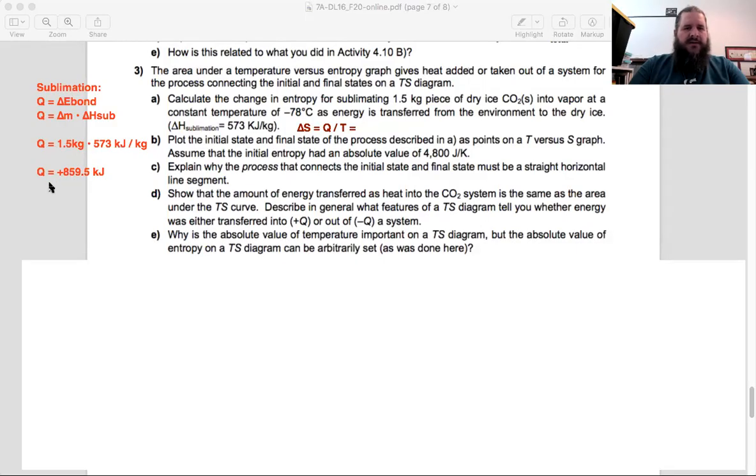So we have the heat, the 859.5 kilojoules that were required in order to sublimate the whole thing, because that's just delta E bond. So that's Q here. Do we know what temperature this occurs at? Negative 78 degrees Celsius. Yeah, so can we just put in negative 78 degrees Celsius in the denominator here?